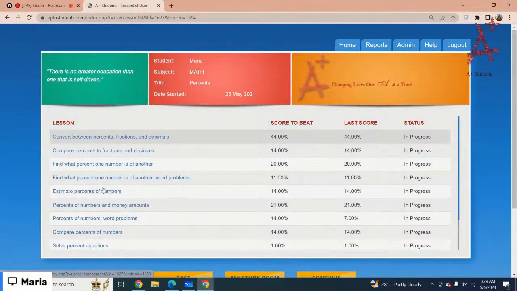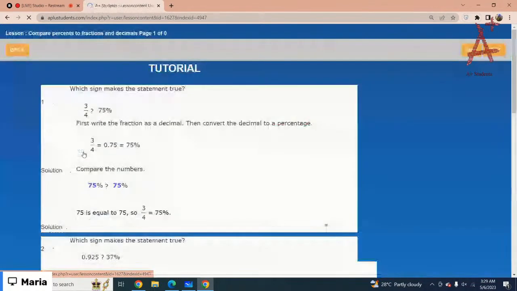The next lesson is compare percents to fractions and decimals. Okay, which sign makes the statement true? Compare both the fraction and percent. You can't compare them unless you convert either both of them to percentage form or both of them to fraction form. Then you can compare. Like you converted 3 by 4 to percentage form, so it would be 75%. Now you can compare 75% and 75%, so they are equal. That means 3 by 4 and 75% are exactly equal. Got it?